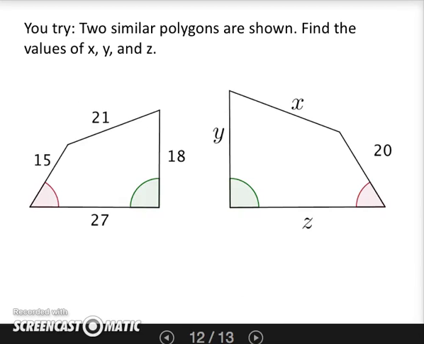You try. Two similar polygons are shown. Assume that the angles that look like they correspond do correspond. So we have this red angle and this red angle are congruent. The green angle is congruent to the green angle. The acute angle, make 3 slash marks, is congruent to this acute angle, and the obtuse angle is congruent to the obtuse angle. Find x, y, and z.